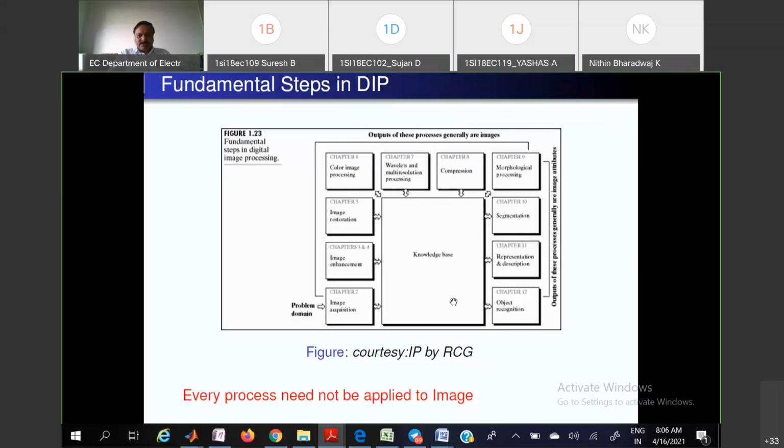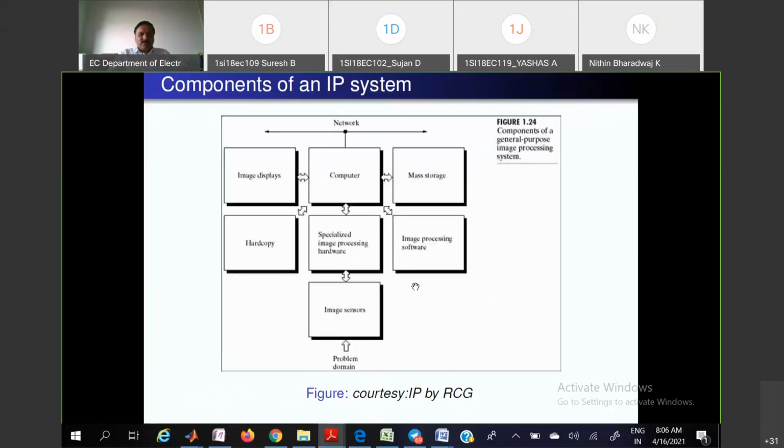And we also discussed that there is a knowledge base which is important. For example, when I am trying to do character recognition, I may have to know, or a priori I should know, what are the characters that I am recognizing. That would help us in fact in getting a more accurate character recognition system. So with this, we moved on and we discussed the components of an image processing system. Whenever somebody is developing an image processing system, these are the various components that are required.